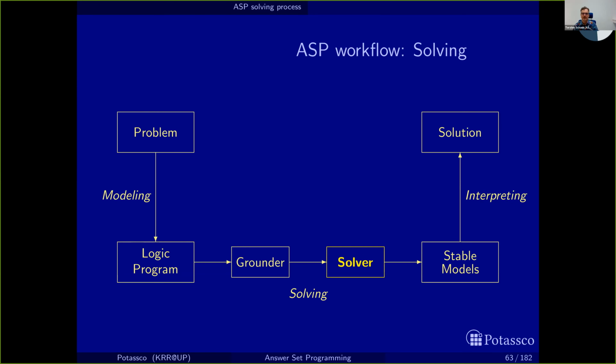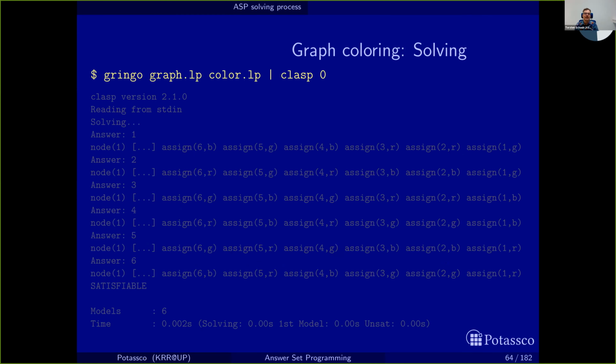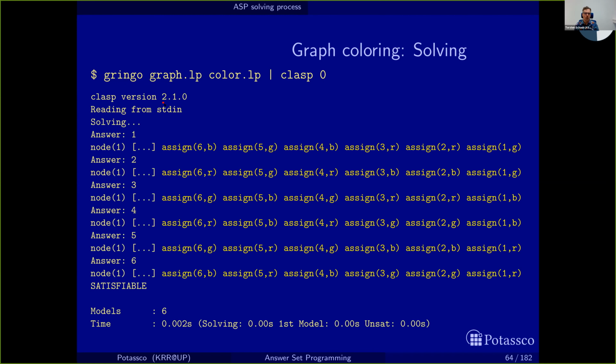Now let's look at this. Let's invoke the solver. So here I just spelled it out. You take more or less the grounding. Now I did not choose the text option because I wanted it to be machine readable. I pipe this into the solver, and with the 0, I indicate that I want all stable models. And this is what I get. That's again a bit of an old version of Clasp, but the result is still the same. You then get 6 answers, and these are all the possible colorings.